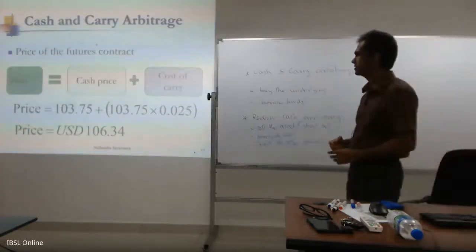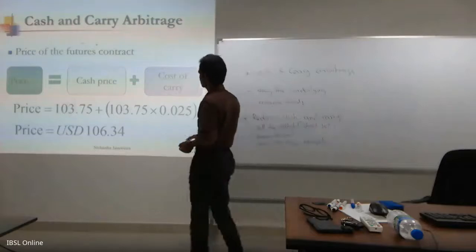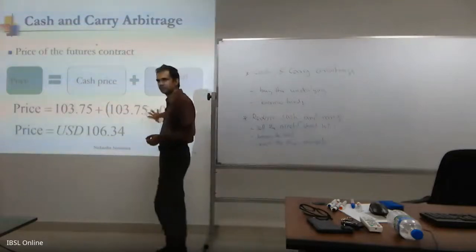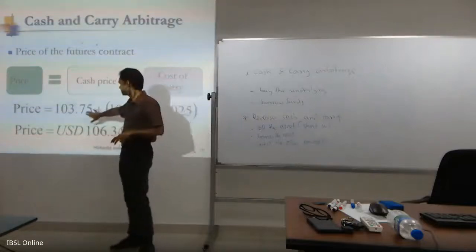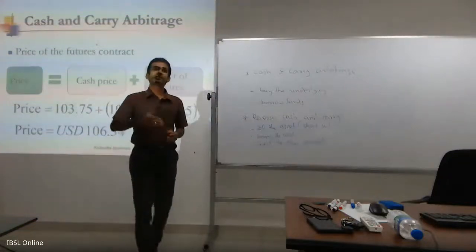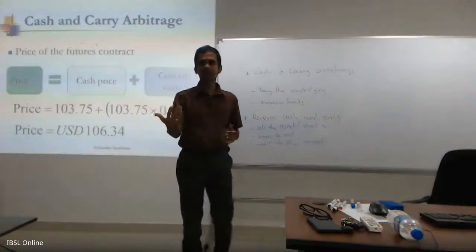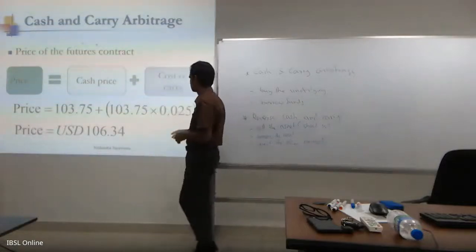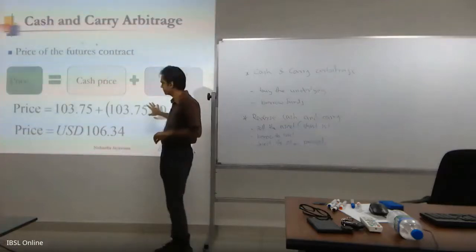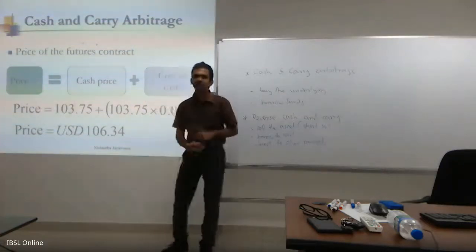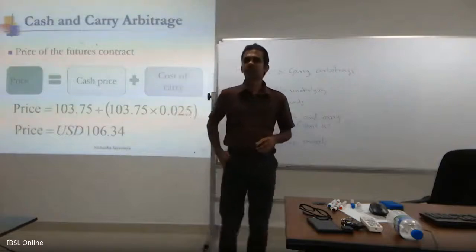103.75 is the cash price. This is the cost of carry. That means you have to buy an oil barrel today. You have to spend 103.75 and hold it for a 1 year period. You incur the interest cost, assuming no storage cost. So 106.34 is the fair value including the interest cost.